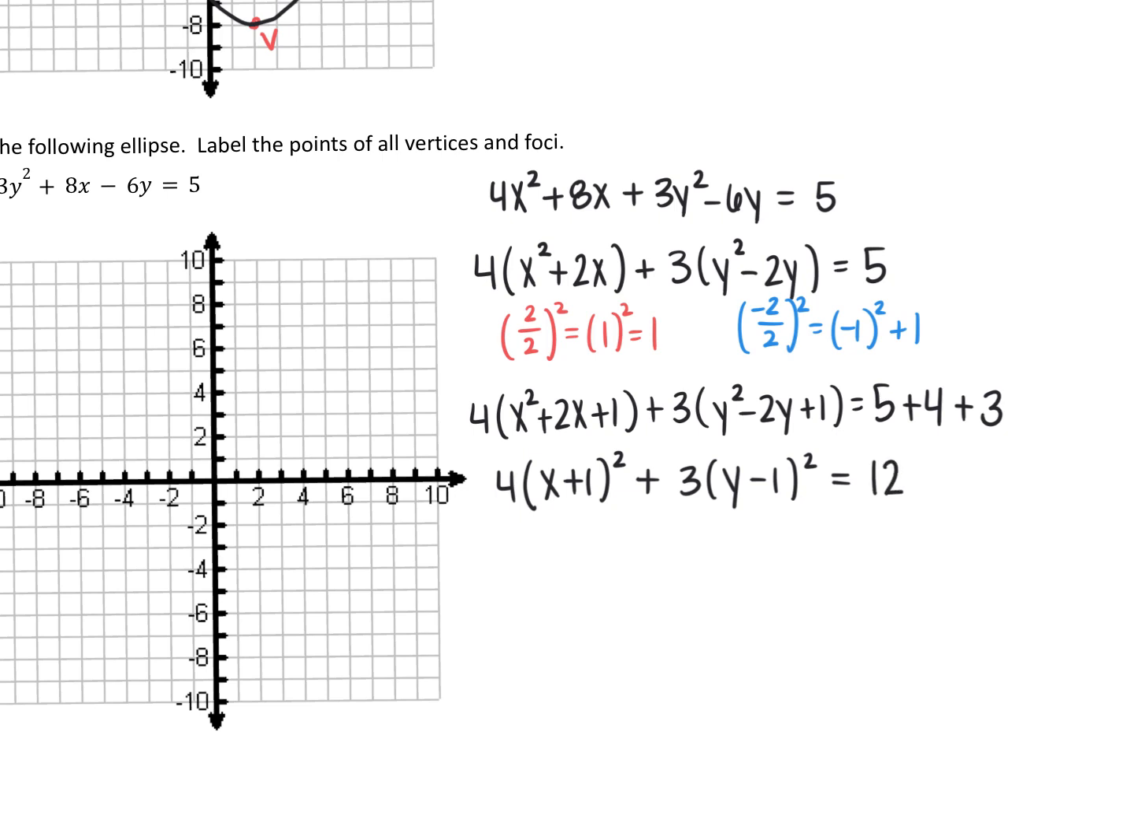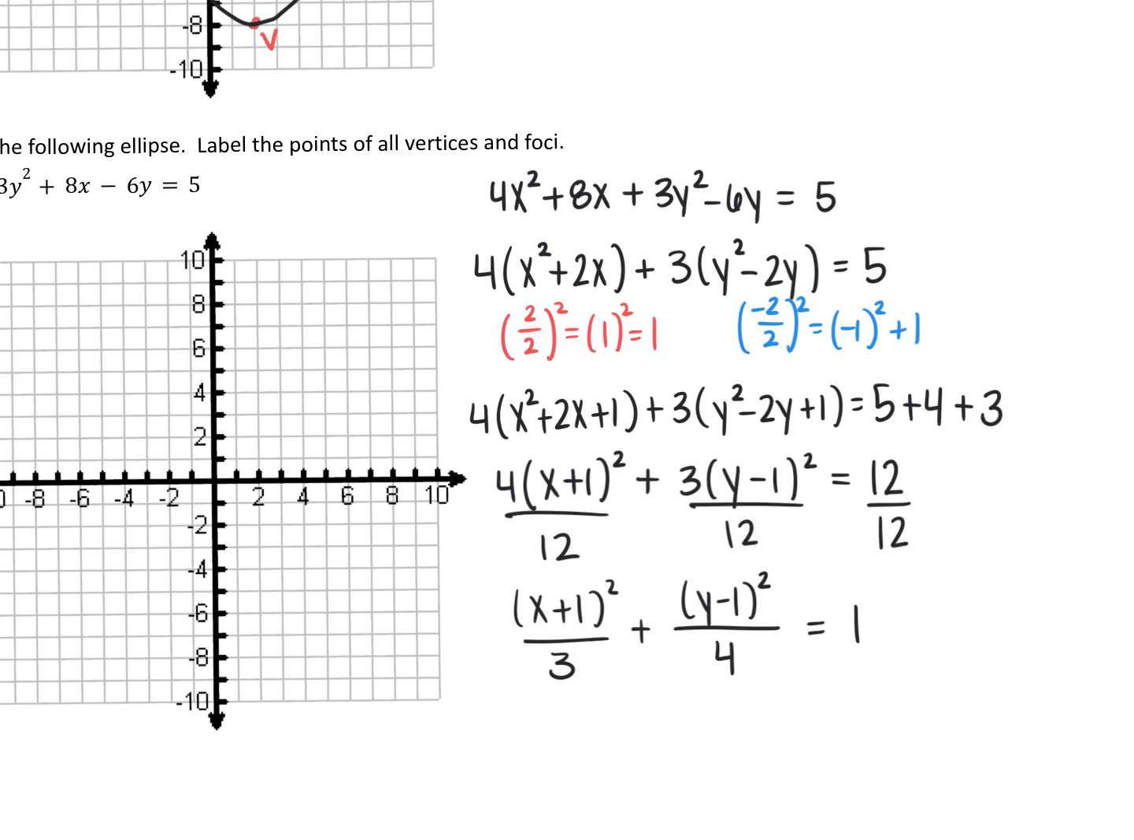Now I can go through and divide everything by 12. That is my last step, because now I just have squared terms on my left side. So 4 over 12 is going to give us (x plus 1) squared over 3, plus 3 over 12 gives us (y minus 1) squared over 4 equals 1. So now I have an ellipse in the correct form where I can identify its center. I can then also find a, b, and c.